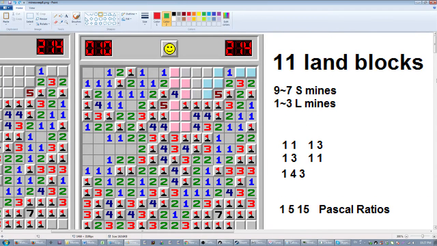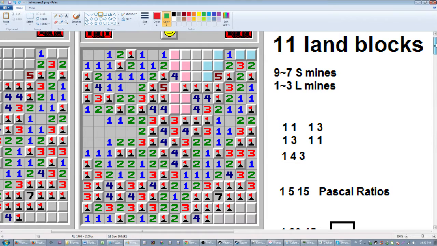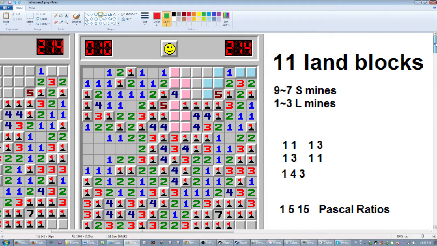And finally, the most important part. Well, not the most important part, but just as important is we need to know how many land blocks there are. Right now, there's not that many, but you can imagine that there could be a ton of land blocks for a half unfinished Minesweeper board. So yeah, we know that there's 11 land blocks. I counted it. You can count it too right now, but you don't have to.